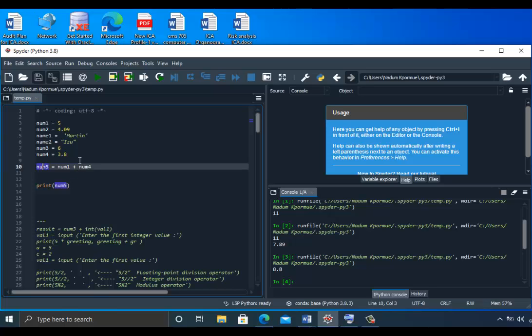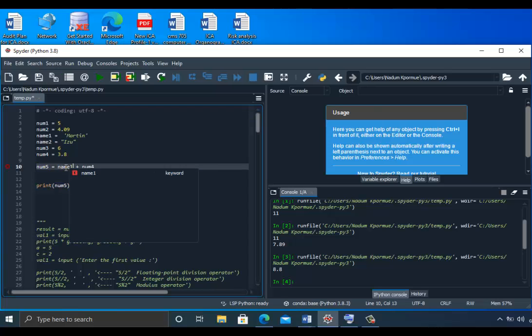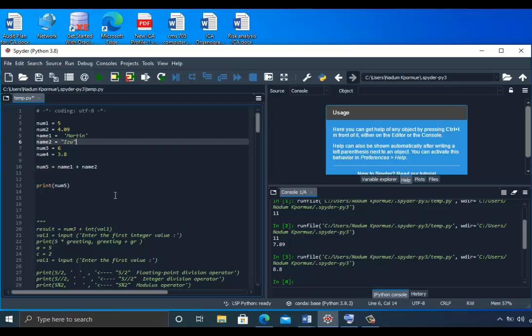So let's also look at a situation where we want to carry out an arithmetic addition operation on two strings. We are still going to maintain num5, we won't change it. We have name1. You can as well do this, and it's a valid operation in the Python programming language.